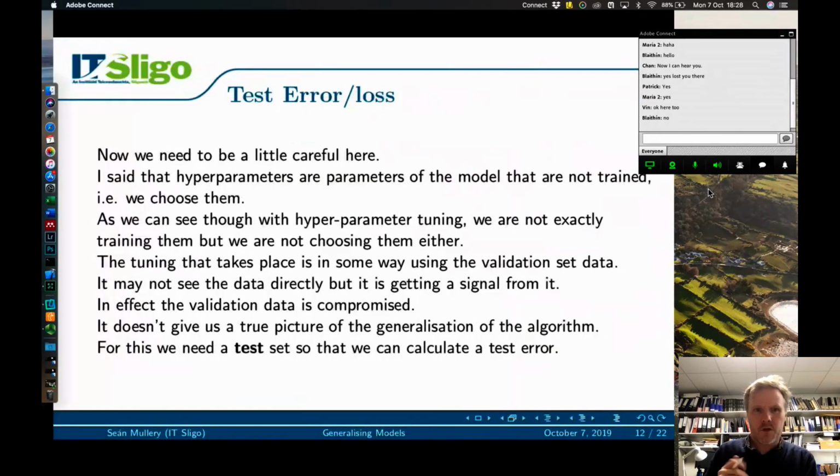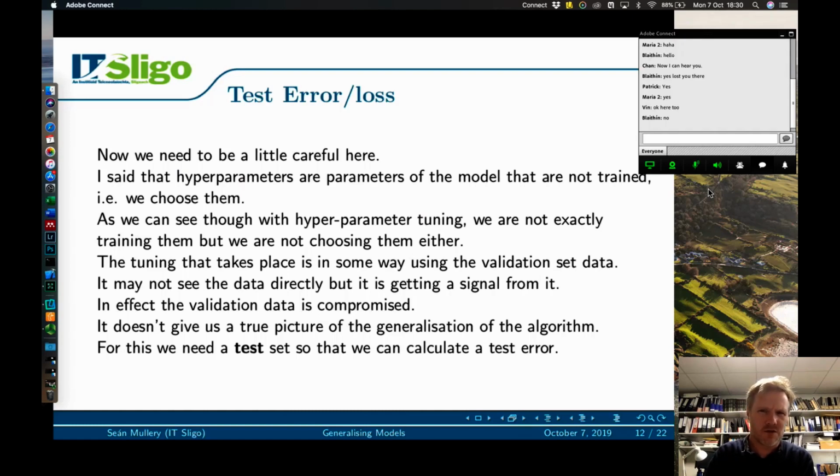Now, we need to be a little bit careful here. I said that the hyperparameters are parameters of the model that are not trained, but we actually just go and choose them. Okay, so somewhat arbitrary. But then I said that with this method, we're going to tune those. So there's a little bit of a contradiction here, because if we're tuning them, we're not exactly picking the value ourselves. We're running through a set of versions of the system, and we're trying to figure out which is the best set of hyperparameters to choose.